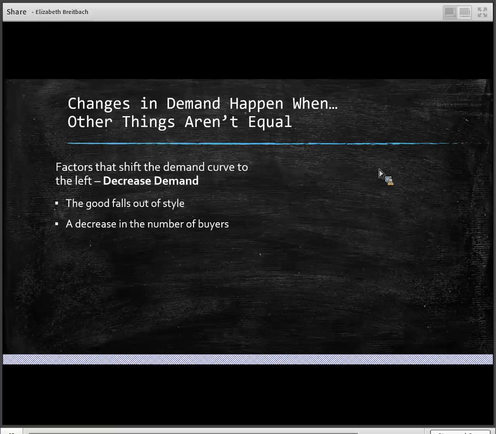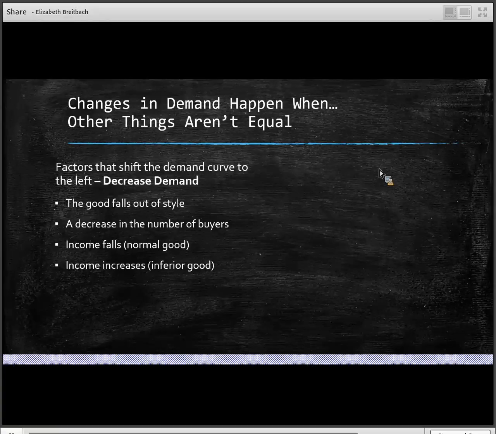If income falls and we're looking at a normal good, so a normal good is a good we like to consume, and if our income falls during a recession or we lose our job, we're going to purchase fewer normal goods at all price levels. The reverse is going to be true for our inferior goods. As our income increases, we purchase fewer of our inferior goods, and that's going to cause our demand curve to shift to the left.